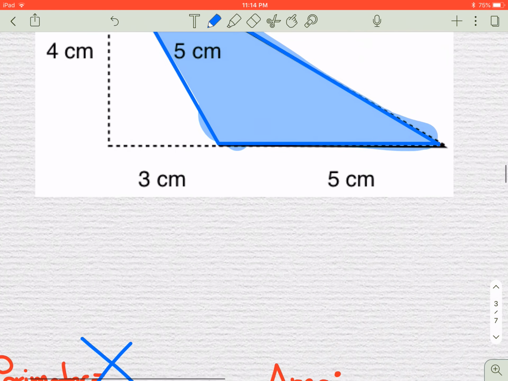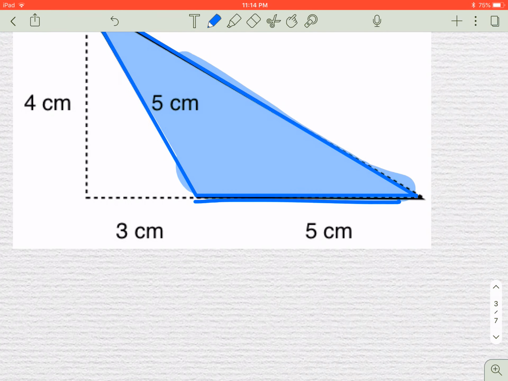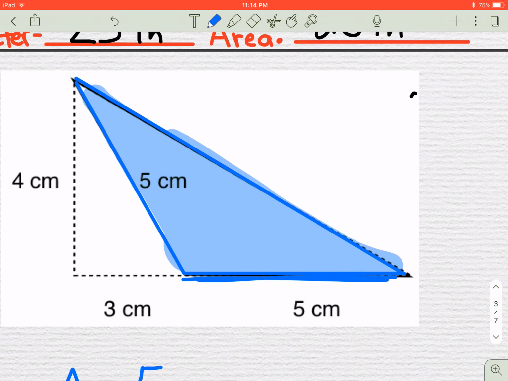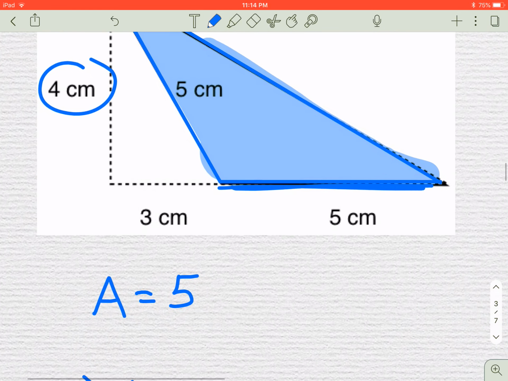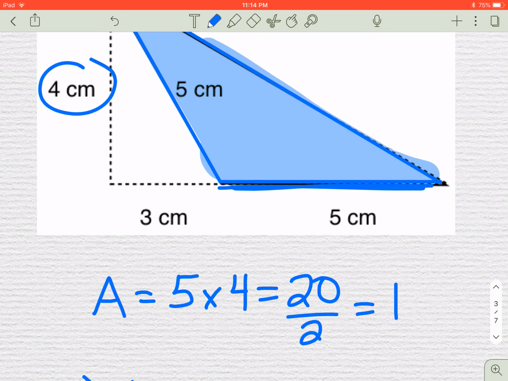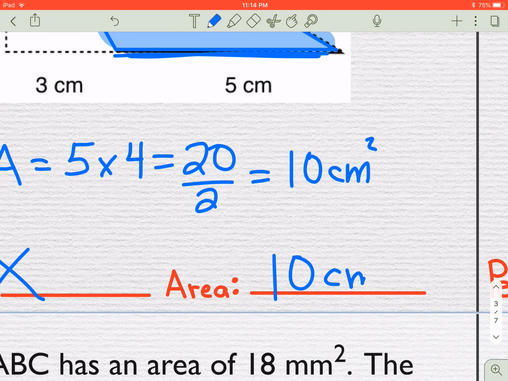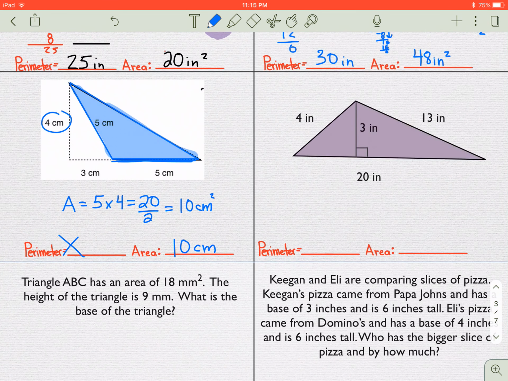So what's the base of that triangle? Well, its base is right here. So it has a base of 5. How tall is my triangle? Well, that's the problem. There's nowhere on this triangle that I can draw a line from my base to the top of it inside of my triangle. It just won't happen. So I have to have this dashed line. So what's its height? 4 centimeters. So I'm going to take 5 times 4 is 20. And since it's a triangle, I have to divide it by 2, which would give me 10 centimeters squared. 10 centimeters squared.